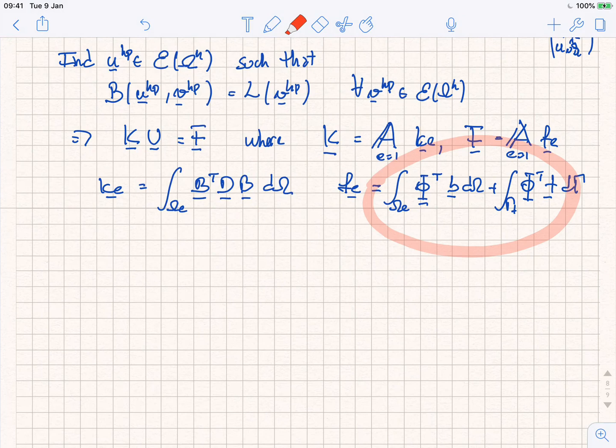Those are involving the shape functions and the enrichment functions. This is not going to change. Everything else remains the same. Of course, I'm not talking about the number of Gauss points, which may increase depending on the enrichment functions that you use, right?